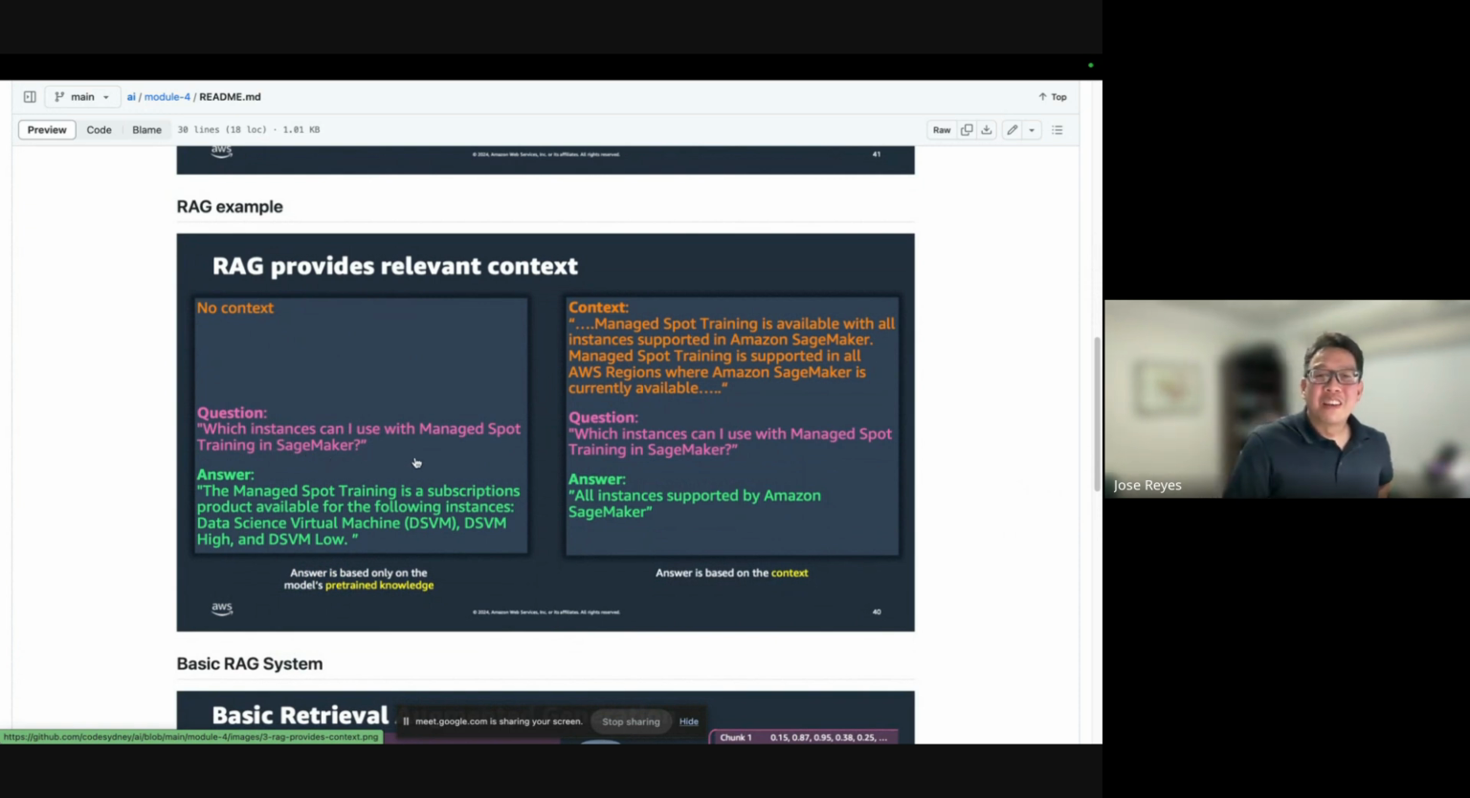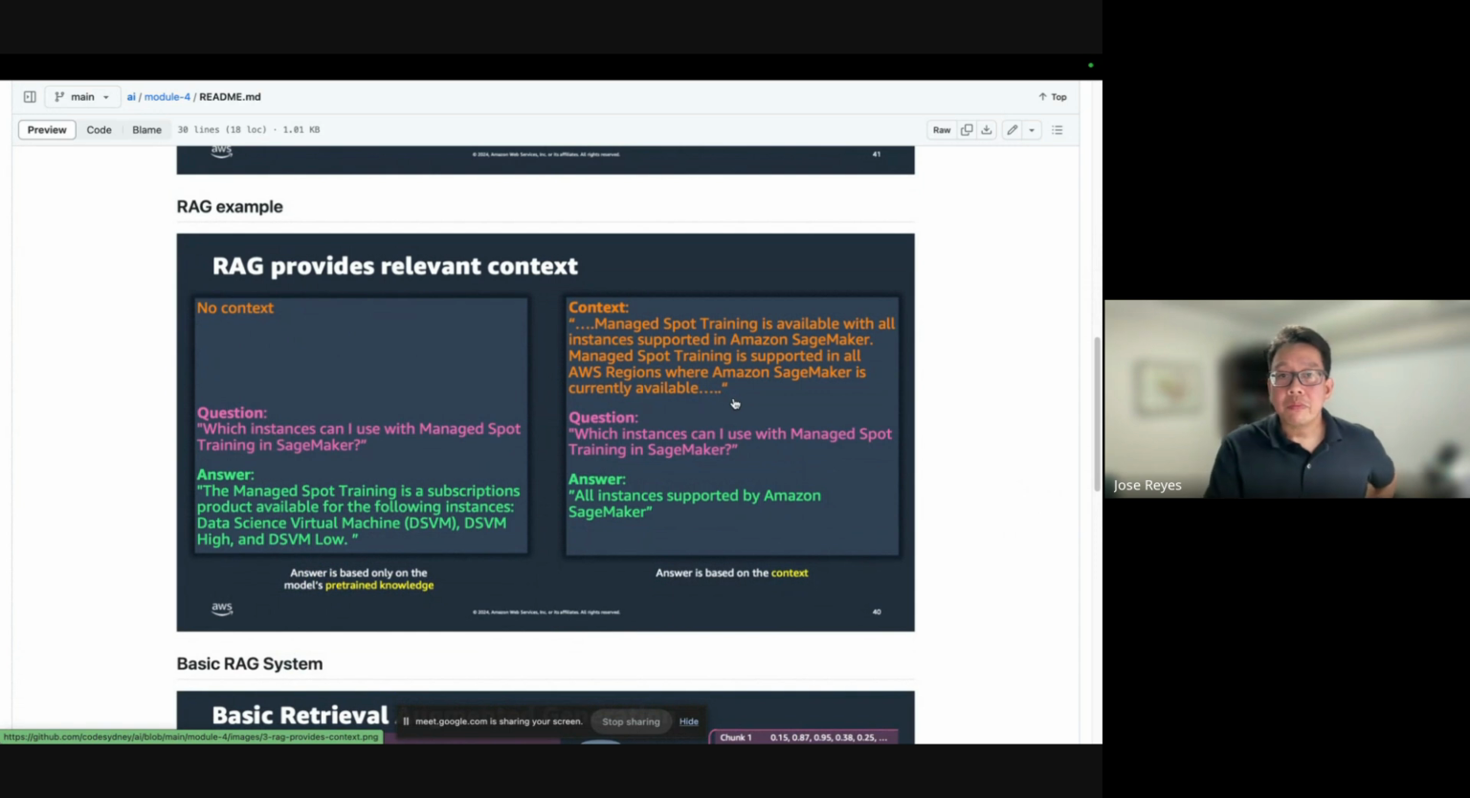Actually, I don't really know anything about managed spot training, but I think what this is trying to say is that when this large language model was trained, it had old information about managed spot instances. It answered that managed spot training is a subscription product available in the following instances. But that's old information. However, if you have a RAG system, you can ask your vector database for the relevant information, and the one in orange is the data coming from the vector database.